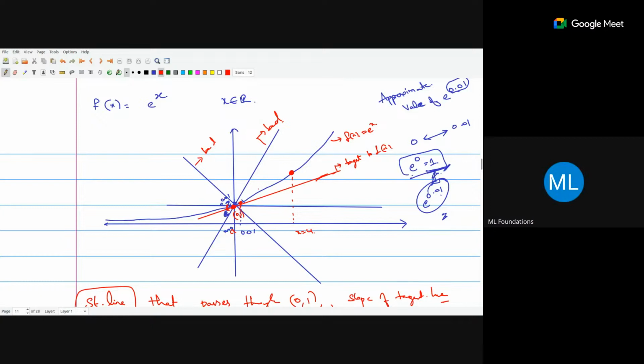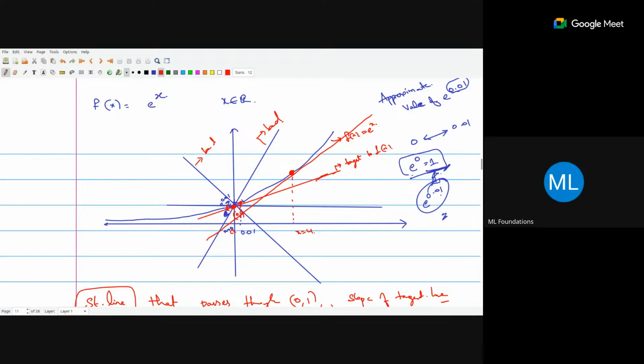Instead of x is equal to 0, if I do approximation around x is equal to 4, if I draw a tangent line and do the linear approximation, then for that particular line, if I substitute 0.01, the error will be very high. I see. Got it, sir. That is what I wanted to know. Got it. Thank you. So that is why we should be approximating the values better.